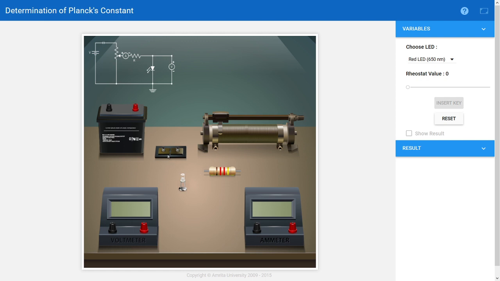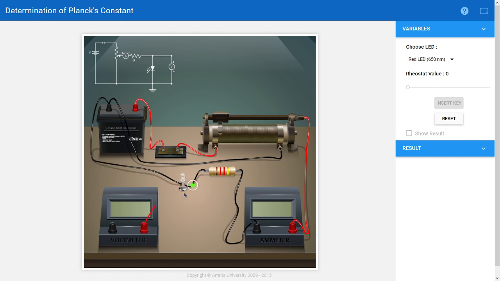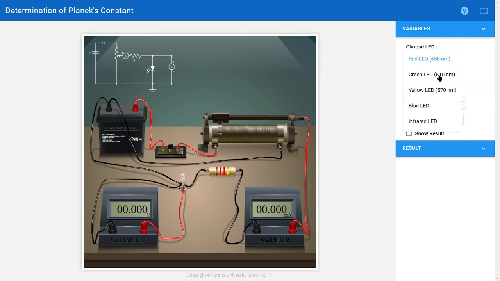Now let's connect these circuits. So we have connected the circuit according to this. We have to insert the key here. The insert key option is here. So let's start with this red LED. I will perform the experiment for the red LED, and you have to go through the green LED, yellow LED and blue LED as homework. So let's go with the red LED.